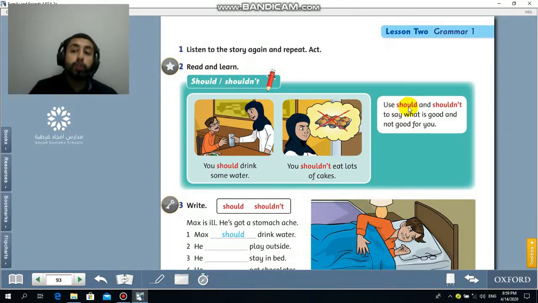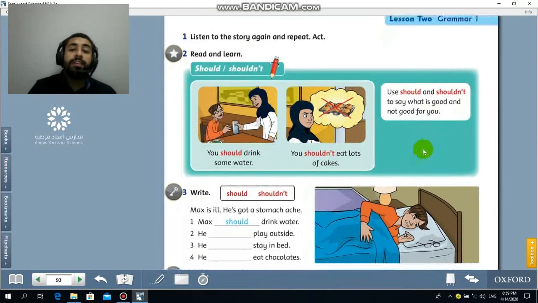So we use should and shouldn't to say what is good and what is not good for you. Should, when we say you should do that, it means يعني يجب أن تفعل هذا. It means it is good for you. You shouldn't do that. It means don't do it. It's not good for you, okay? So you should and shouldn't, okay?